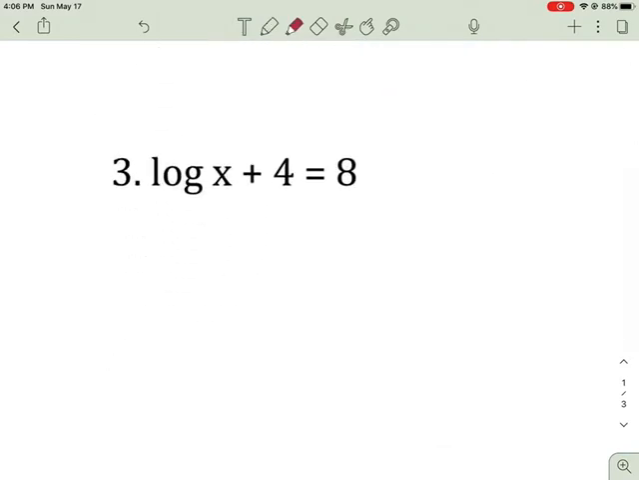Again, our base is 10. Don't just assume that the base is always going to be 10. Okay, so look for your base and then write it as an exponent. So 10 to the 8th. Ooh, before we do that, I was mistaken. See the plus 4? We're going to have to subtract that 4 first. I apologize. Let's get rid of that 4 first.